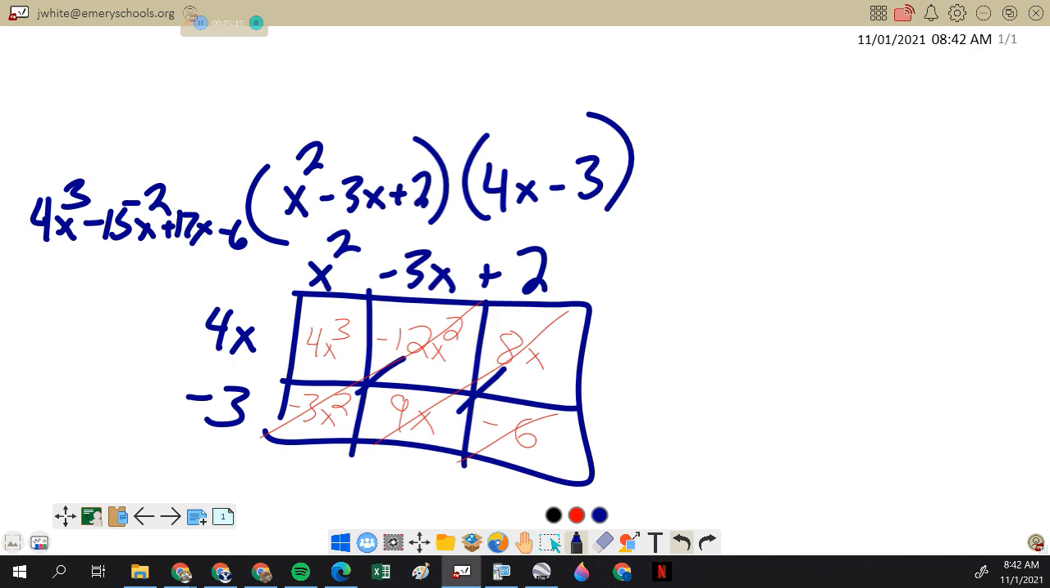So when you solve these, use the box, because in the next lesson, we need the box in order to solve. Okay? All right, get to work.